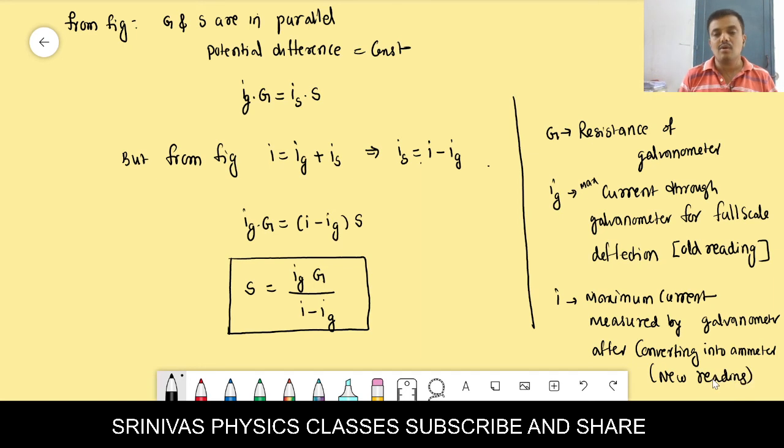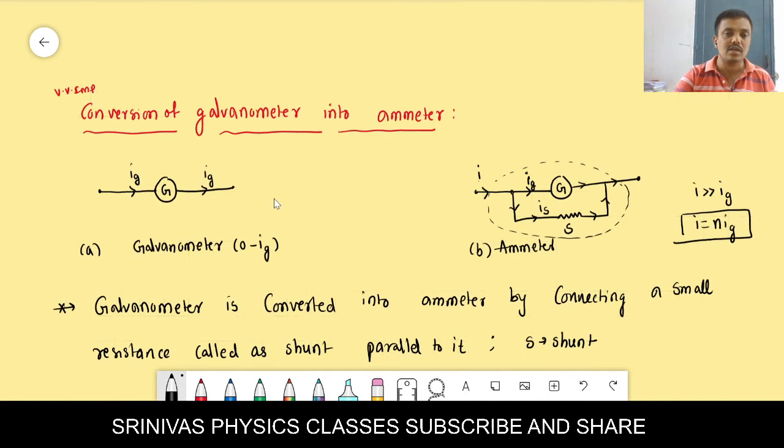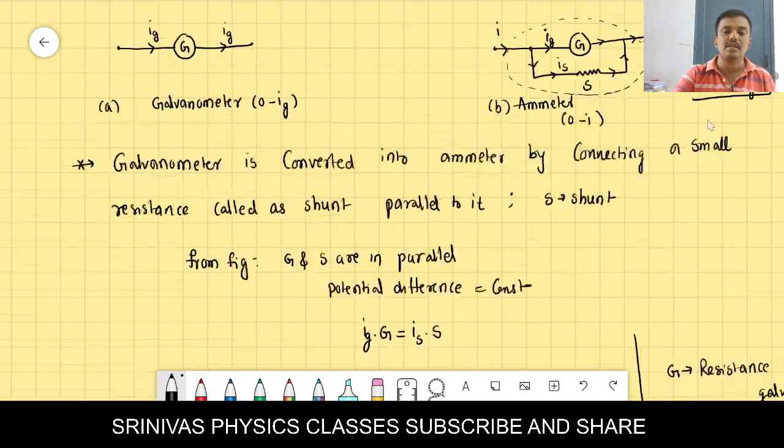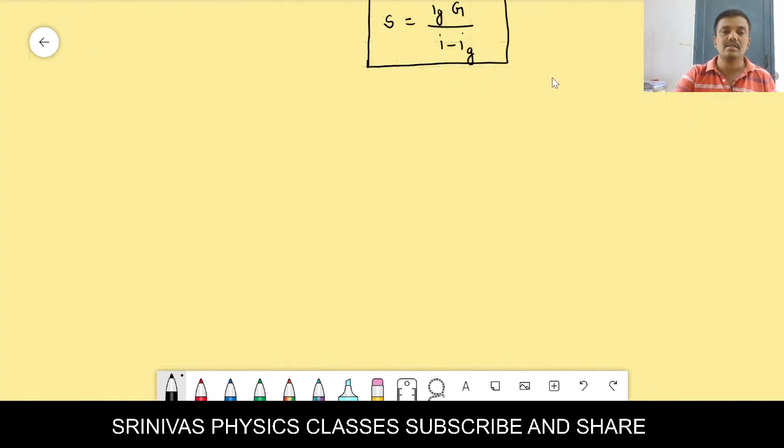The old range is 0 to Ig. Previously it could measure only 0 to Ig. Now it is measuring from 0 to I. That means the range is increased. I is much greater than Ig. Okay, if the range of the galvanometer is increased by n times, let us take the formula.